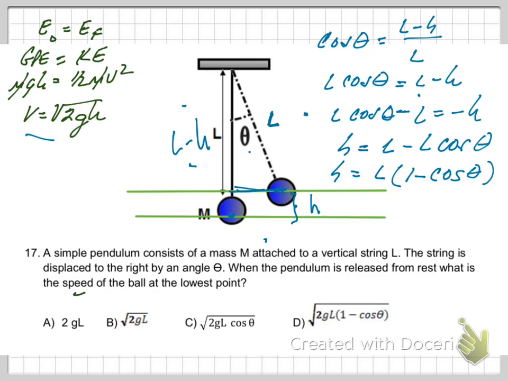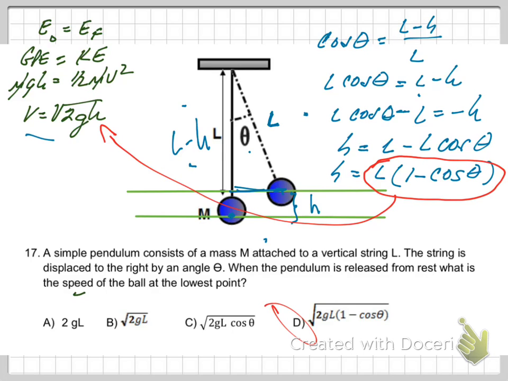We have a height that is equal to L times the quantity 1 minus cosine theta. We can plug that height in over here, and velocity is equal to the square root of 2g times the height, which is L times 1 minus cosine theta, and that would be D.